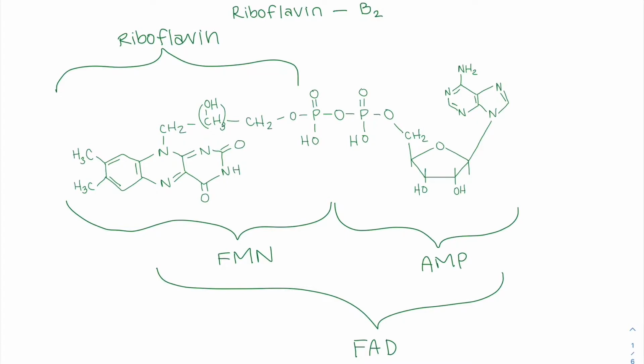So this section of the structure is the riboflavin part. You can see that it's a little smaller. This FMN adds on this. And then we have AMP, and all together this makes FAD.